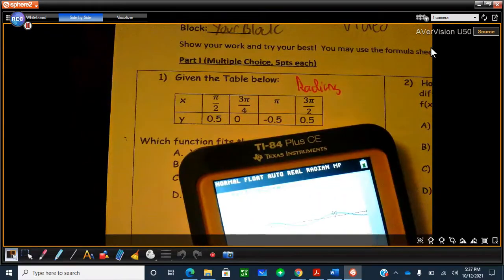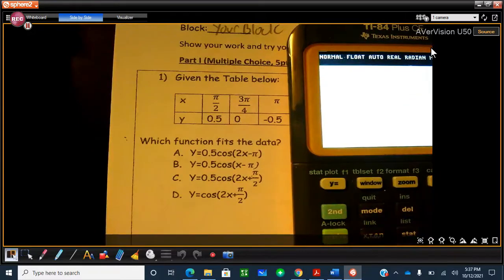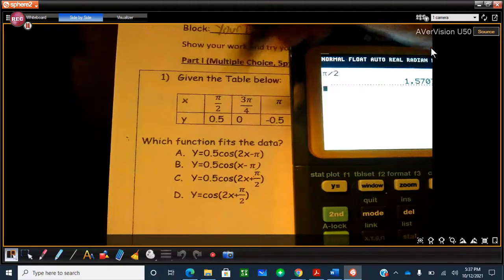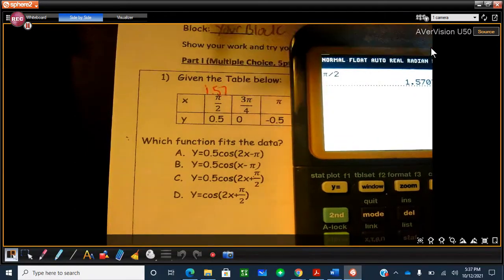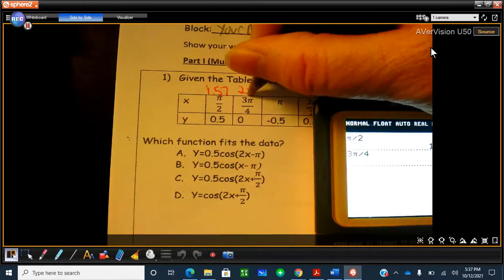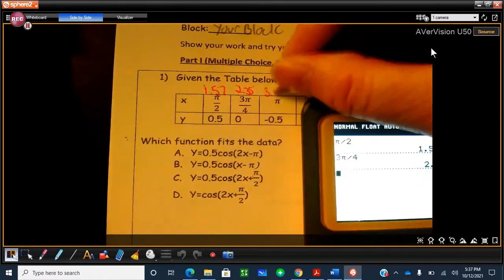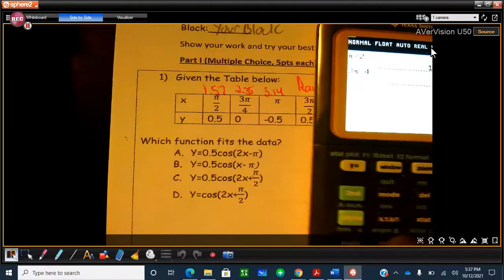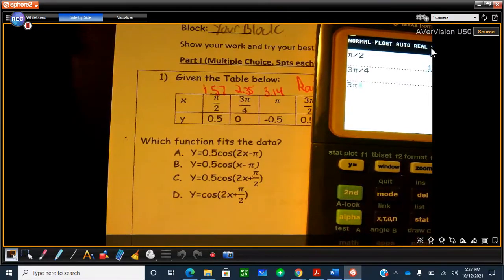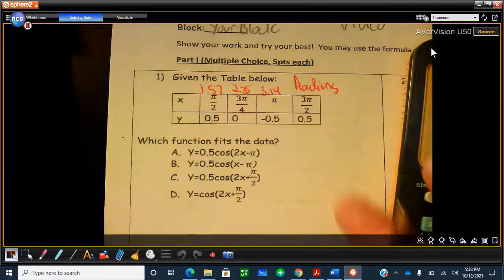What I might have wanted to do with the TI calculator, if I get out of here and I see pi over 2, so pi divided by 2, I'm looking for 1.57. So I might want to label that. And then 3 pi over 4, I might want to label that 2.35. And then pi we know is 3.14. And then 3 pi over 2 we know is 4.712.